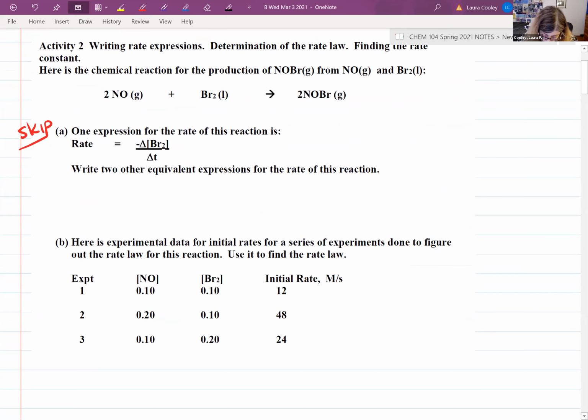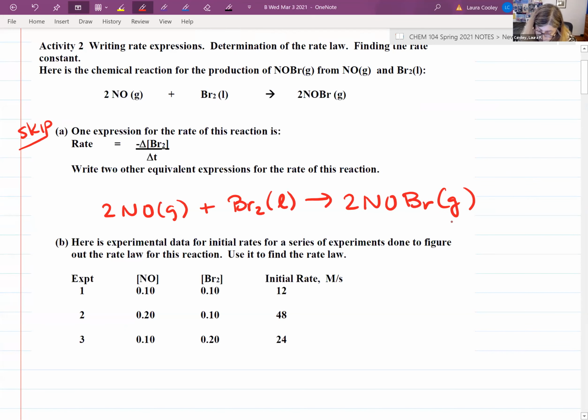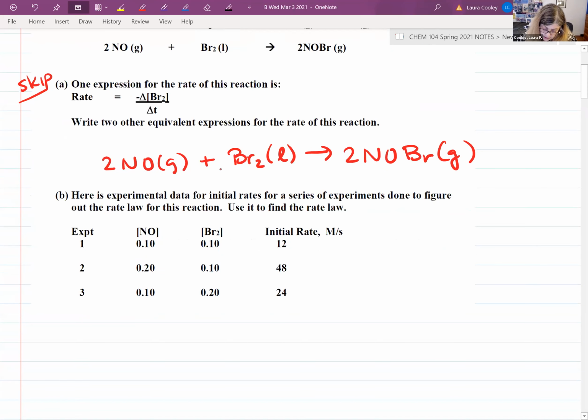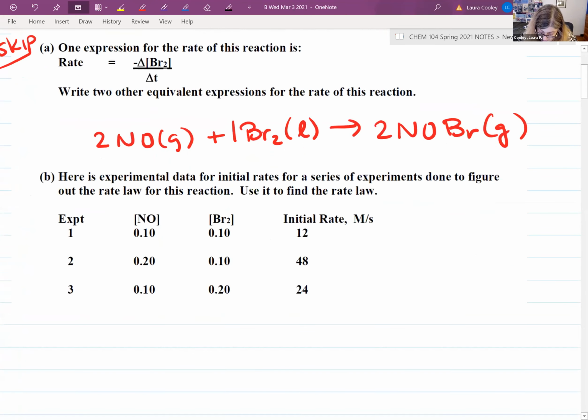But I'm just going to recopy the reaction here, 2NO, because I'm not going to do A right now, plus Br2. So it's a reaction with a gas and liquid bromine to produce gaseous NOBr. Okay, so we have this reaction here with this stoichiometry, which we don't care about right now. This is what we care about right here.